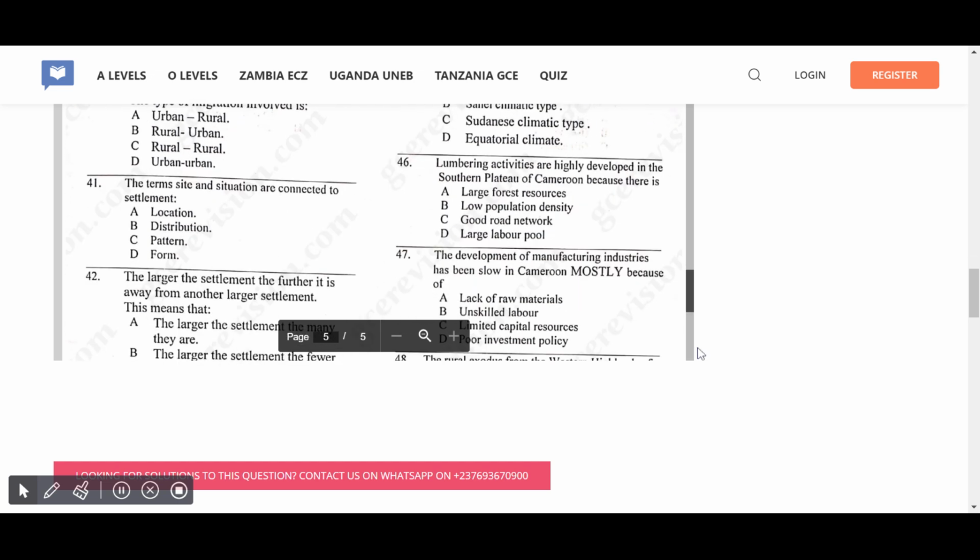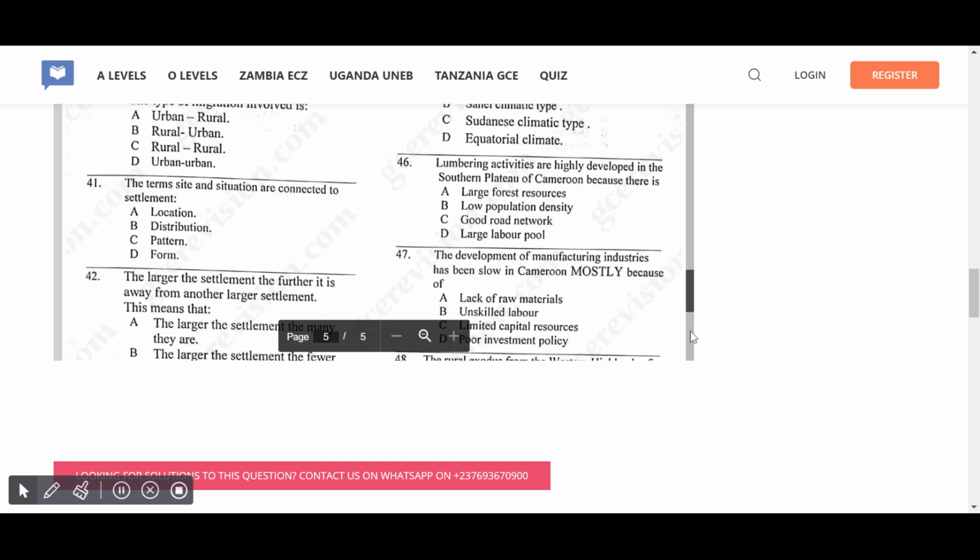Question 46. Lumbering activities are highly developed in the southern plateau of Cameroon because there is... The answer is A. There are large forest resources.